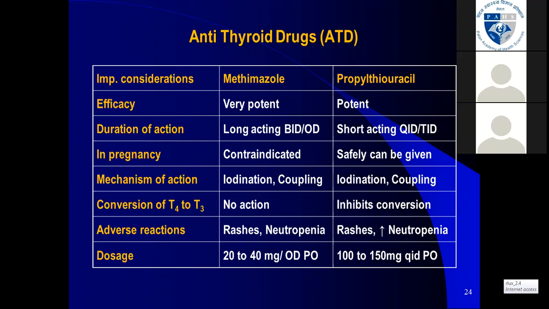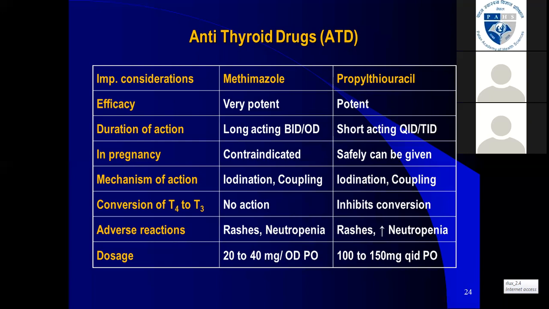Iodination means that inside the follicle cells, the inorganic iodine is organified through the oxidation of iodine. Inside the colloid, the iodine is coupled from one to another, so that the mono and diiodotyrosines are coupled to form T3, whereas two DITs are coupled to form tetraiodothyronine, which is also known as thyroxine.